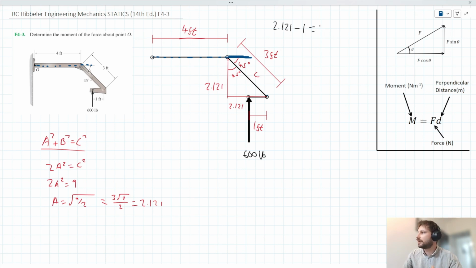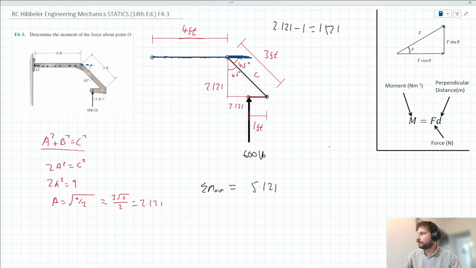I trust that you guys can see that. So we can do that by inspection. That is equal to, this length here then is equal to 1.121, okay? So if that length there is 1.121, then this length in its entirety, I trust you guys understand, is roughly equal to 5.121.